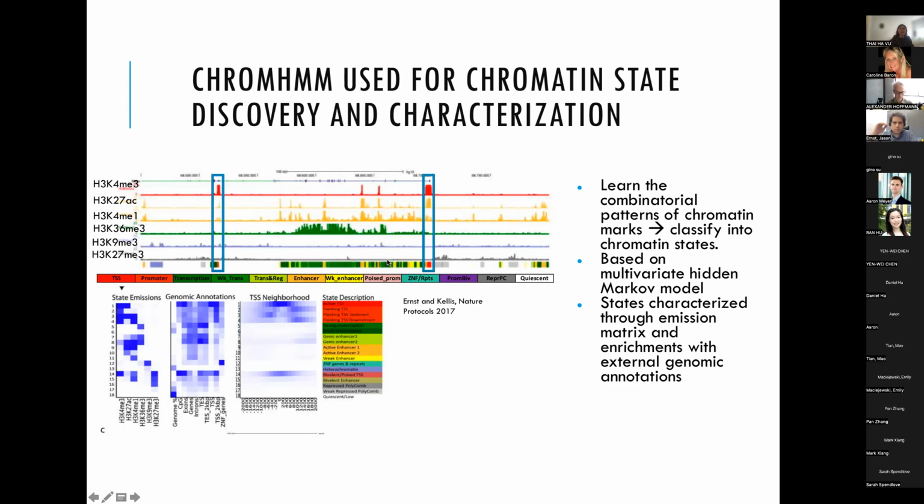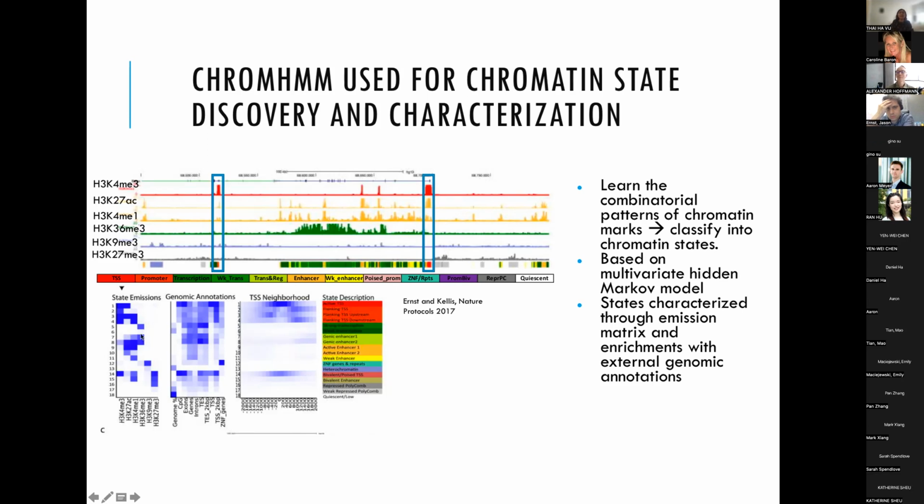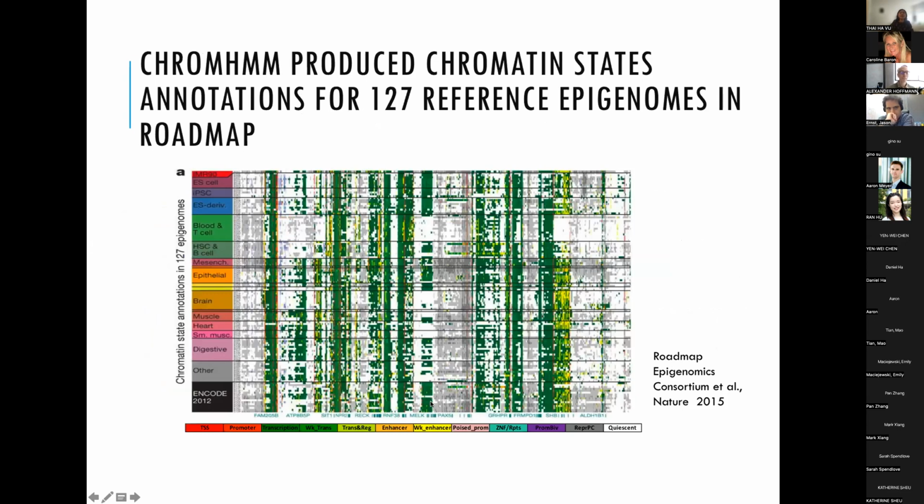The states that we learn from the ChromHMM model can be characterized in terms of their biological implications by looking at the emissions matrix and the enrichment with many external genome annotations, which I can go into details about later. The ChromHMM model has been used to produce chromatin state annotations for 127 different reference epigenomes as part of the Roadmap and ENCODE projects. This is a plot showing a snapshot of the genome where each row corresponds to a reference epigenome and the columns correspond to different regions of the genome. The colors correspond to different chromatin states that are used to annotate the genome of different reference epigenomes.